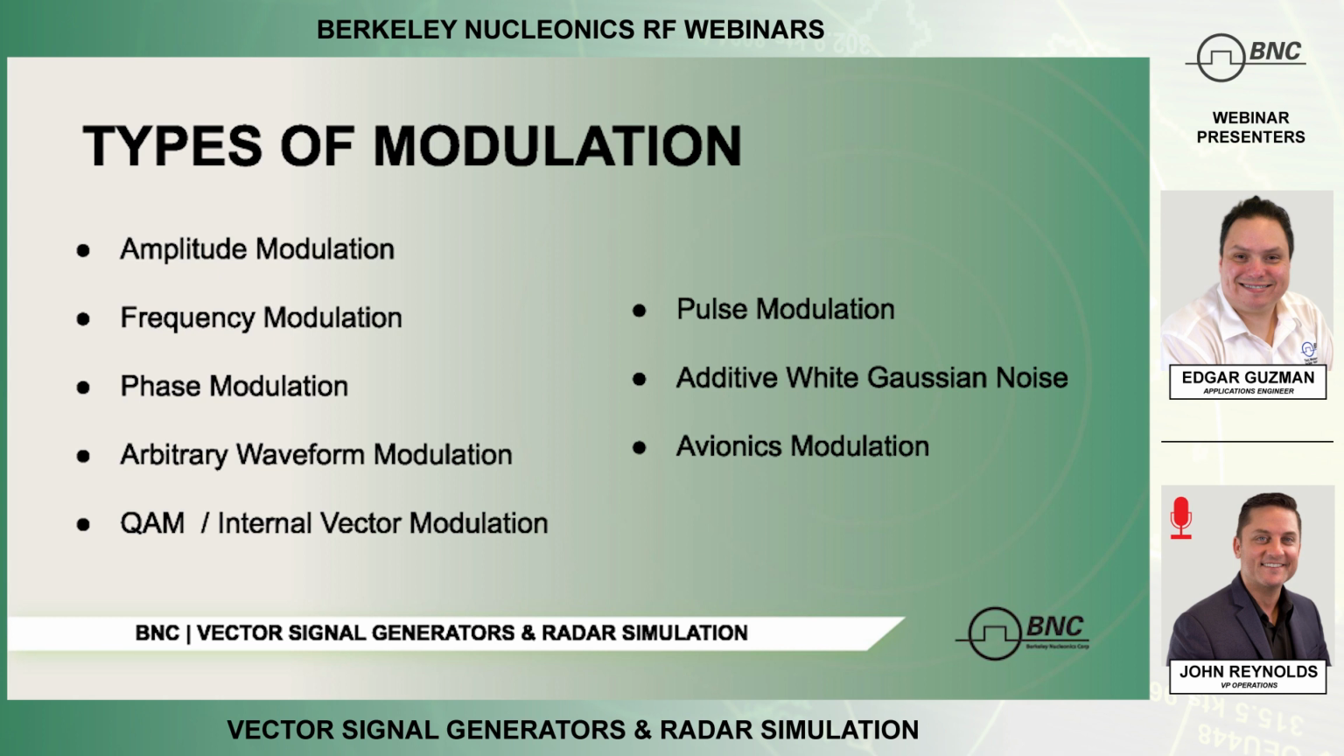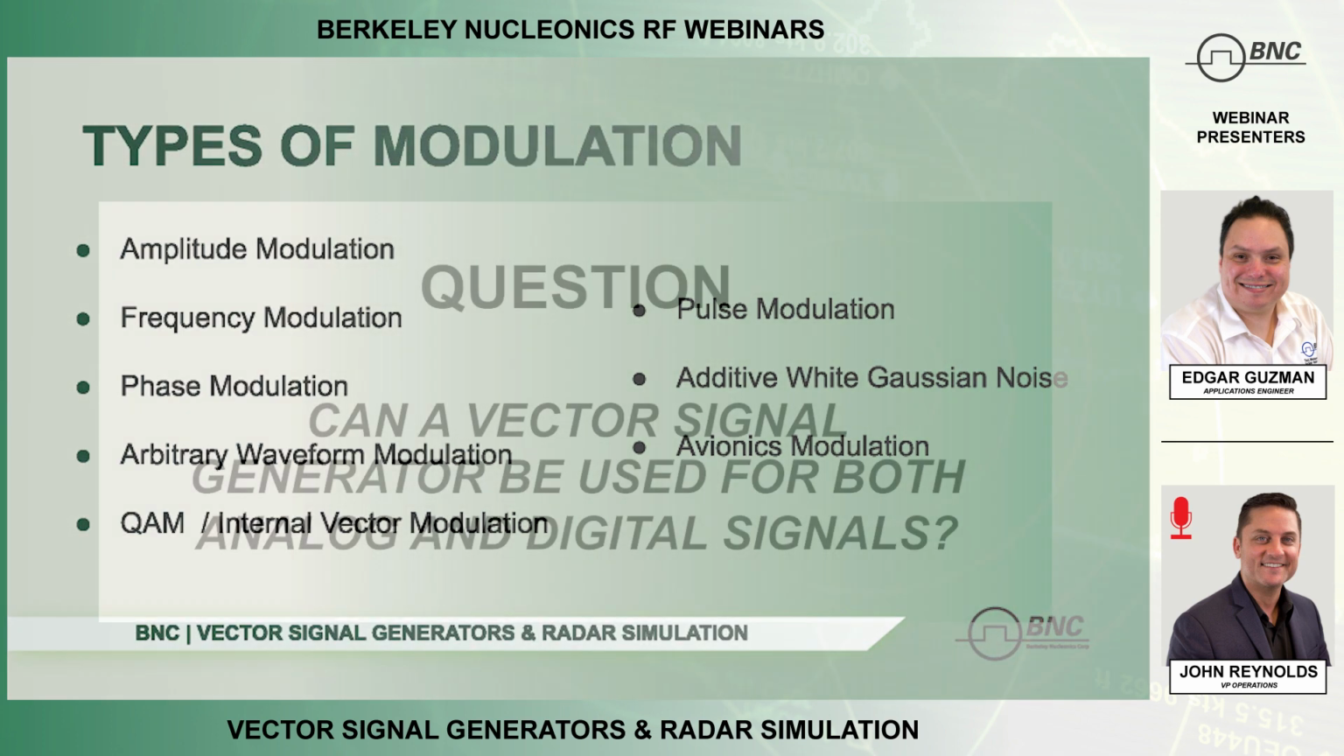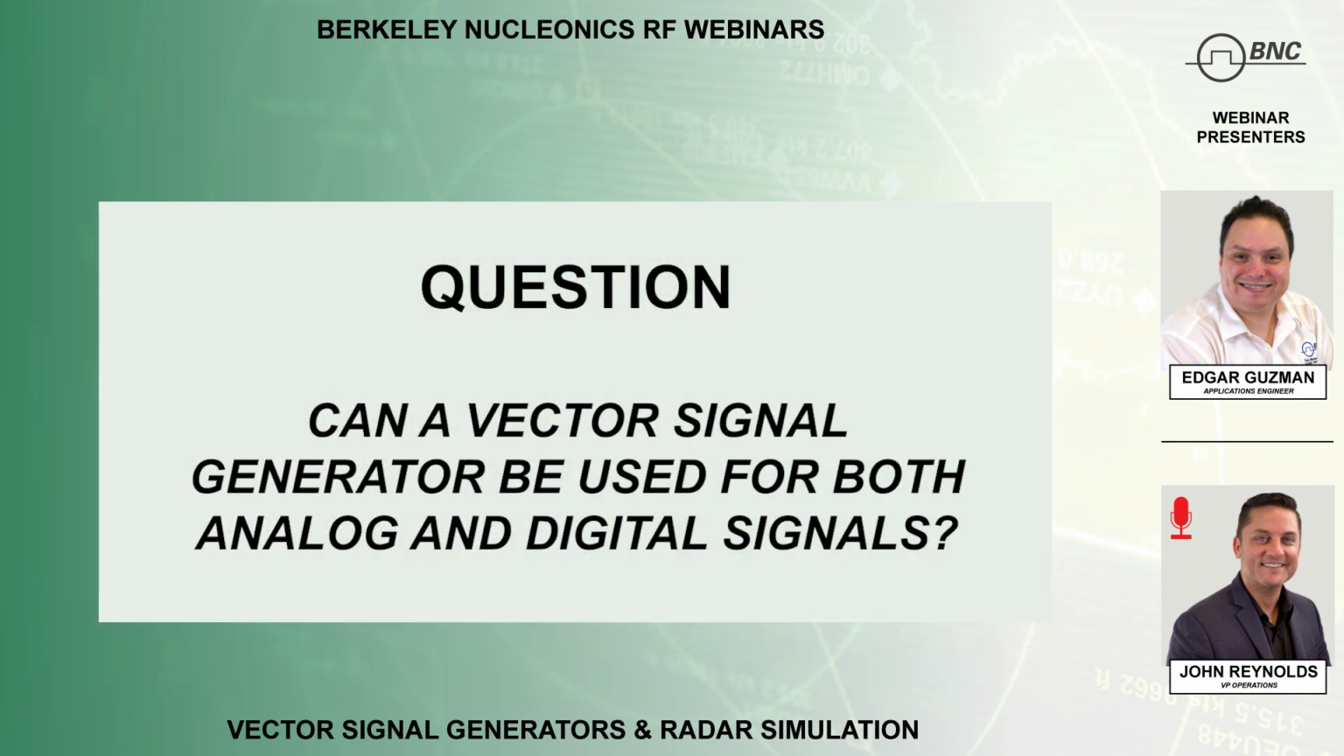Edgar, I just want to address a couple of questions that came in during the first couple of slides. I did see a gentleman ask, can a vector signal generator be used for both analog and digital signals? Yes, a vector signal generator is capable of generating both digital and analog signals. So that's another benefit over a standard signal generator.